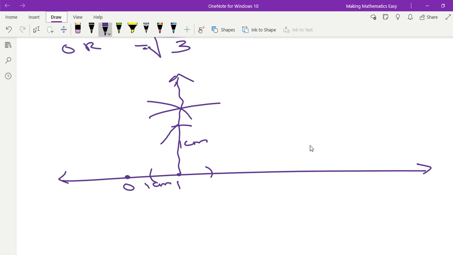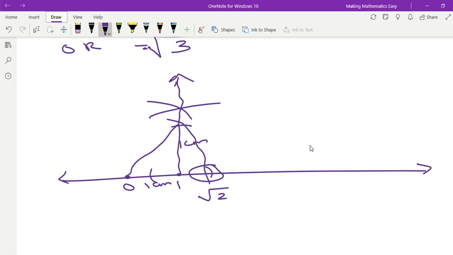Now you need to join these 2 points, origin and this arc. Now you need to keep this as your radius, and using the compass you need to make an arc on this side. Okay, now the point that you get over here, that is your point root 2.